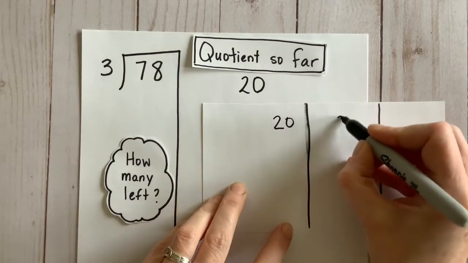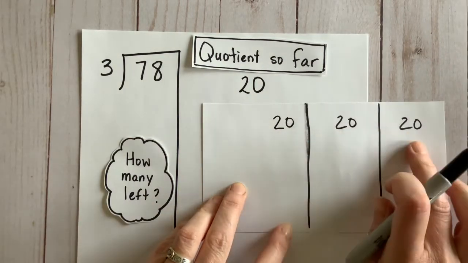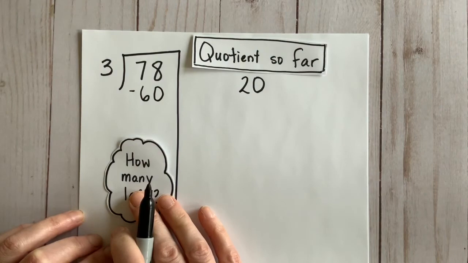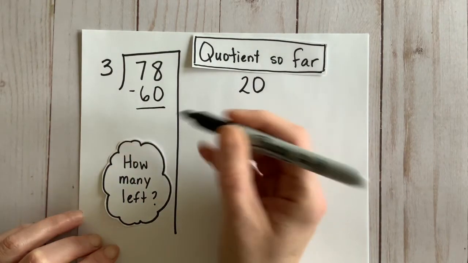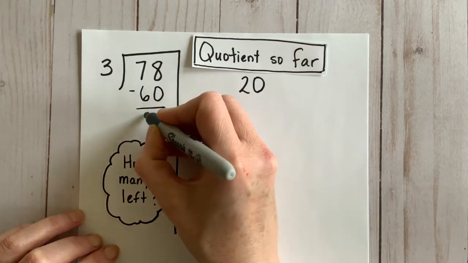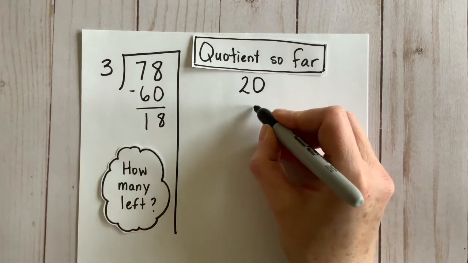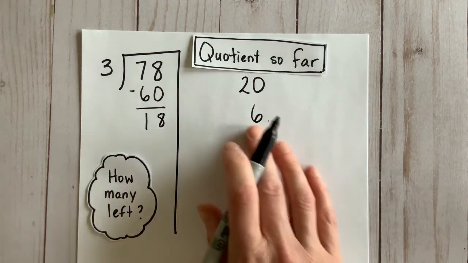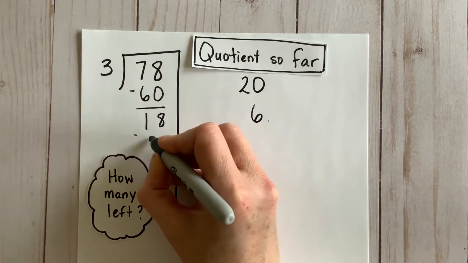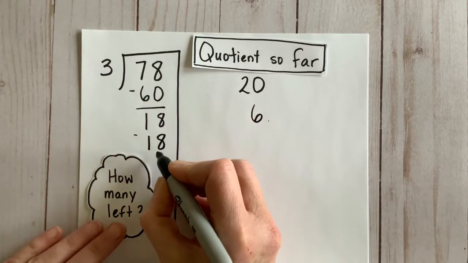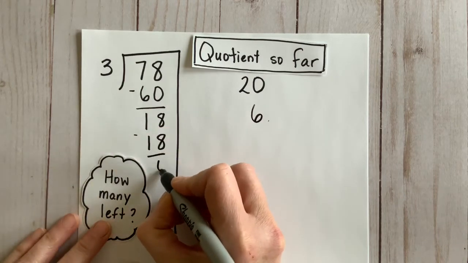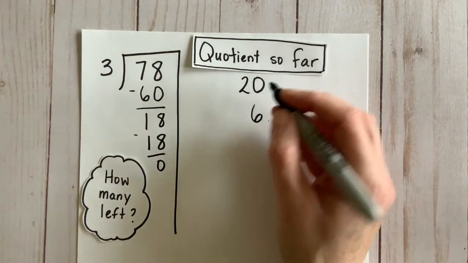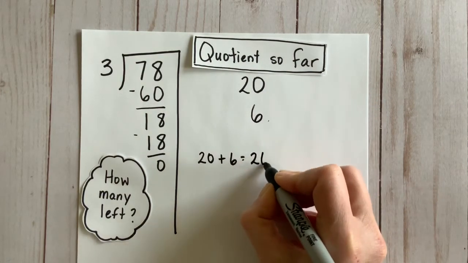When we picked 20, we knew that meant 20 in each of our 3 groups. 3 times 20, that's 60. 78, take away the 60 that we used, leaves us with 18. Okay, keep dividing. Let's try 6 for our quotient. 3 groups of 6, or 3 times 6, gives us 18. 18, take away 18, of course, leaves us with, perfect. We shared the entire dividend. So our quotient is 26 with a remainder of 0.